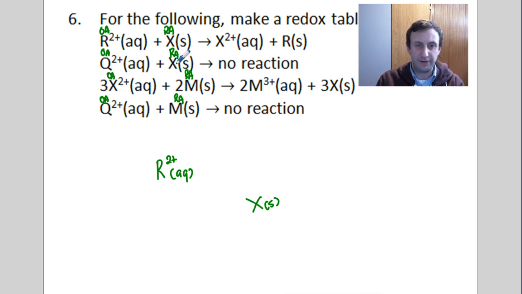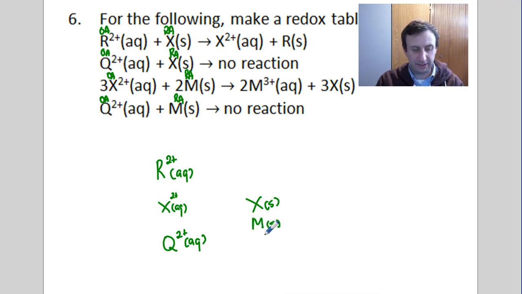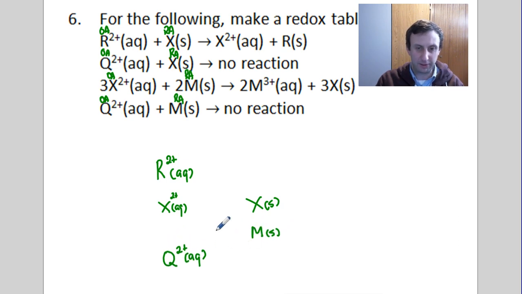Then I have Q2+ and X, and that doesn't happen, so that means that my Q2+ would have to be below my X, so I'm going to put it here. Okay, so there's my Q2+. I have X2+, which would be opposite of my actual X and M, and that happens, so that's downhill. It's somewhere here or here. I don't actually know which one, but then I can figure that out from my fourth one, where Q2+ and M ends up being no reaction. So I'm going to put my M right here, and let's see if I can move some stuff around. Beautiful, in order to make that work.